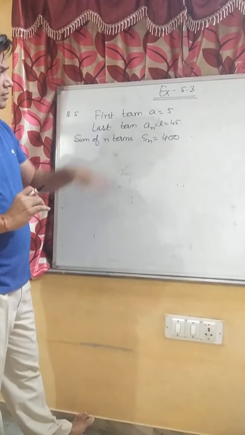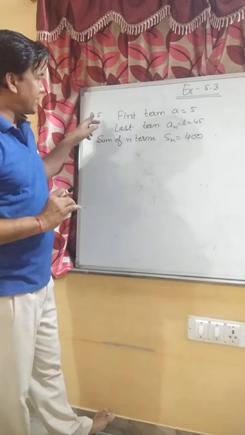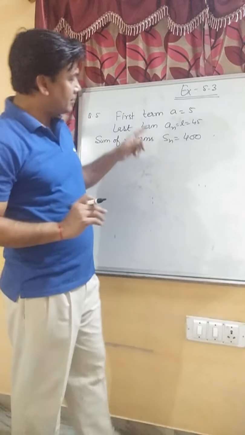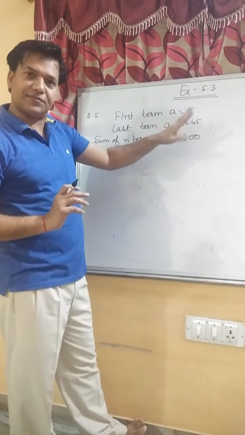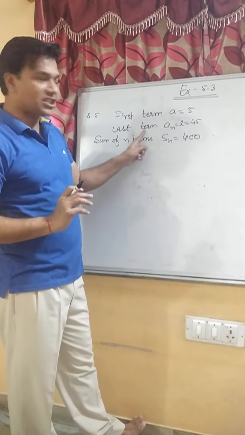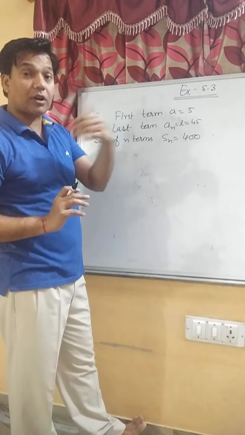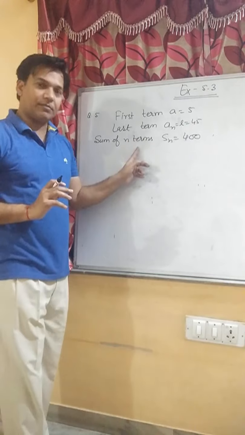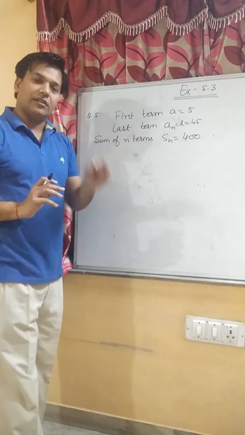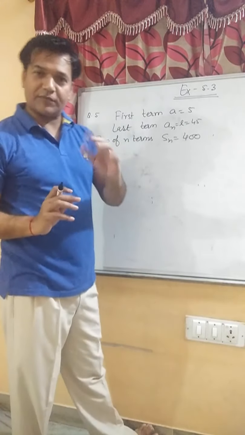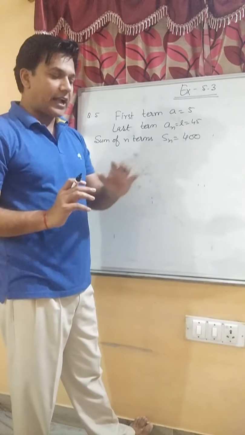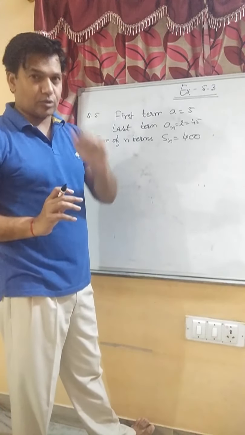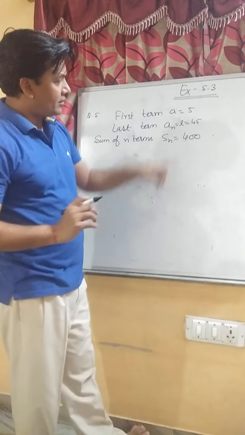Students, in exercise 5.3, the next problem is 5. In this question, the first term a is 5, the last term, which means the nth term, L, is 45, and the sum of n terms Sn is 400. We have to find the number of terms, that is n, and the common difference d. Two things we have to find out.